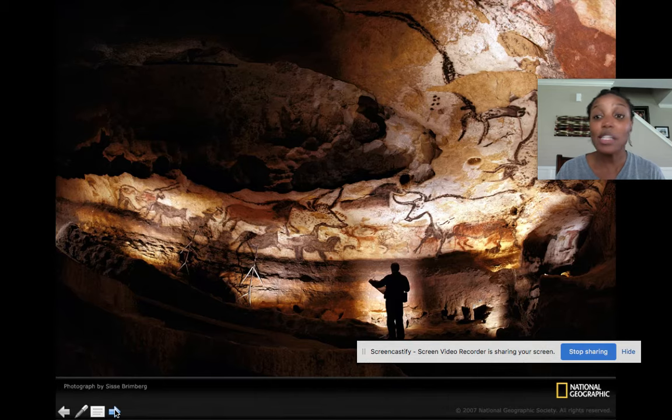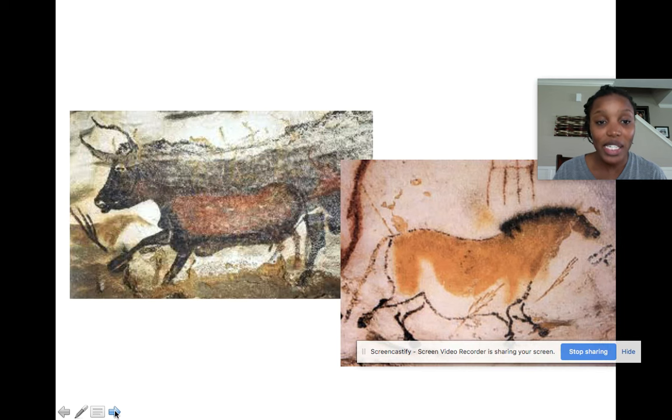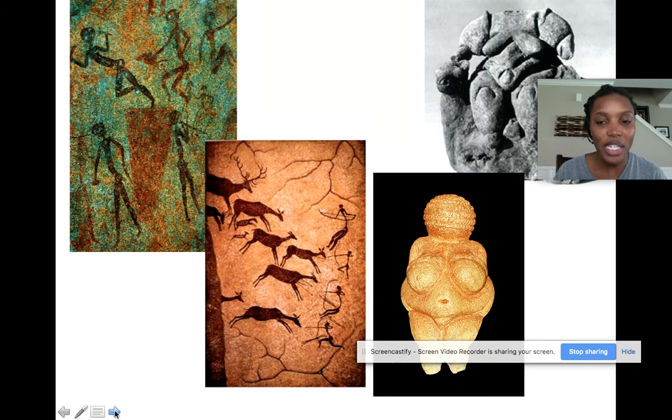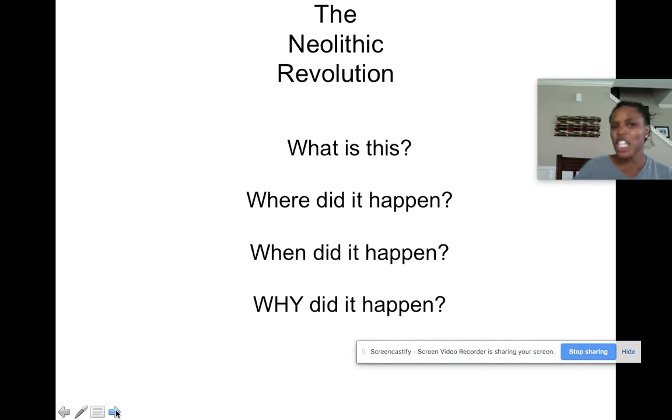Here are again some pictures or some evidence of how we know that the Neolithic era really picks up after the Paleolithic era by examining writings, some more drawings, art. So this Neolithic revolution, what is this? Where did it happen? When did it happen?